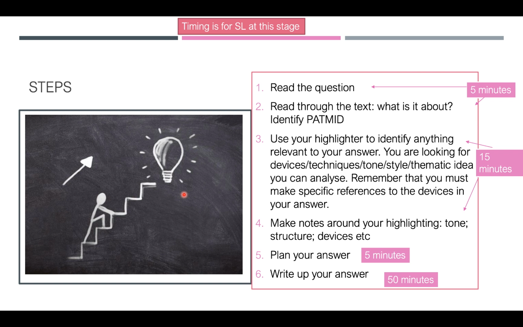So is it neutral? Is it objective? Is it biased? All of those things are really good to try and figure out before you then do an in-depth analysis. Once you've got your idea and you've looked at the question and you've highlighted the keywords in the question, then definitely get your highlighter out and identify anything that is relevant to your answer.